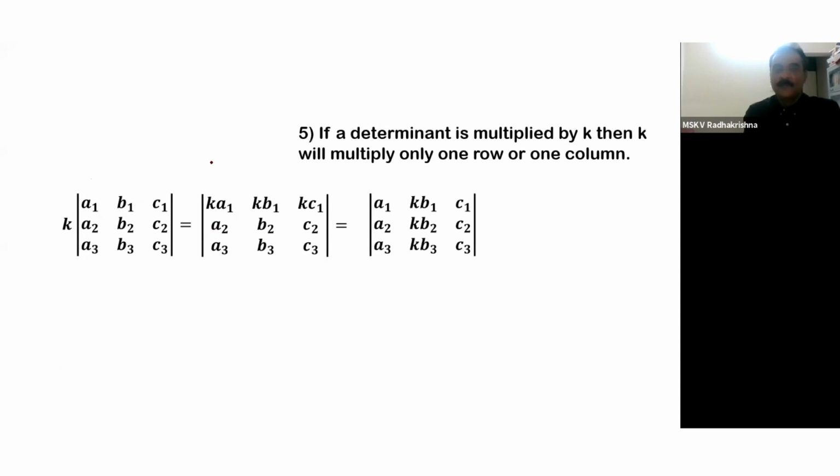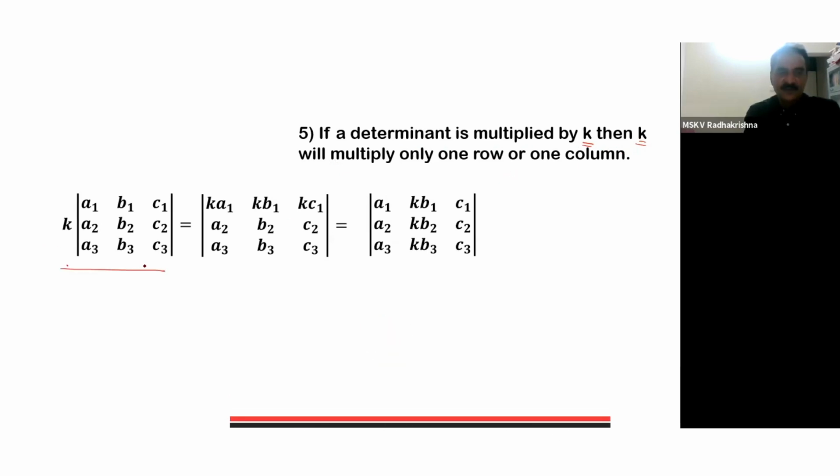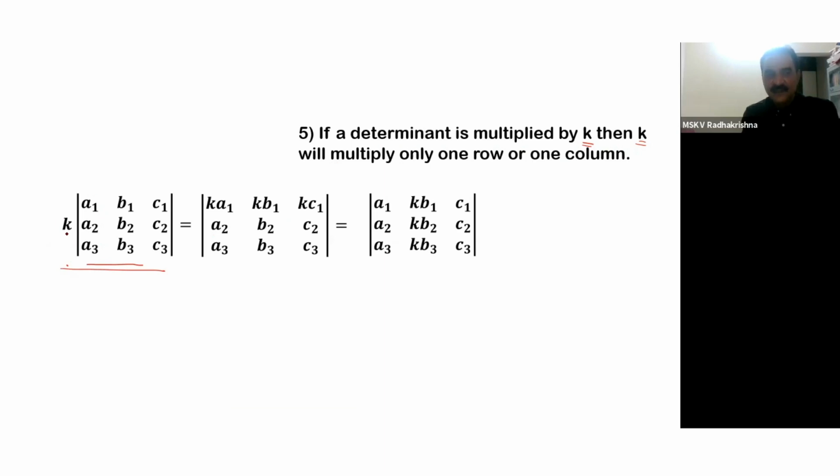Next property. If a determinant is multiplied by a number k, then k will multiply only one row or one column. You observe this. Here, this is a determinant multiplied by k. Then when k is taken inside, that k will multiply only one row or only one column, as you wish.